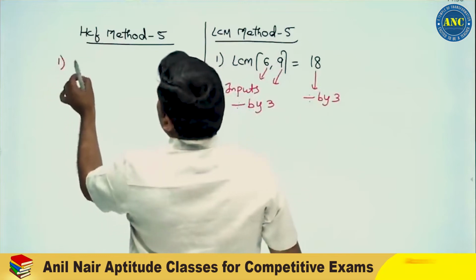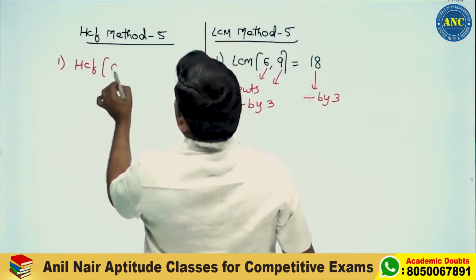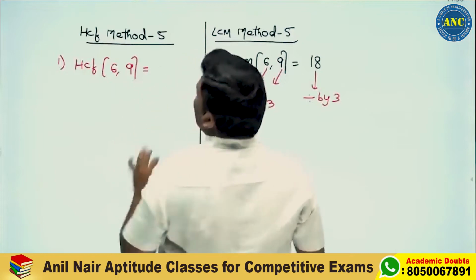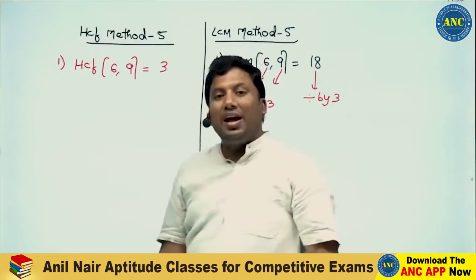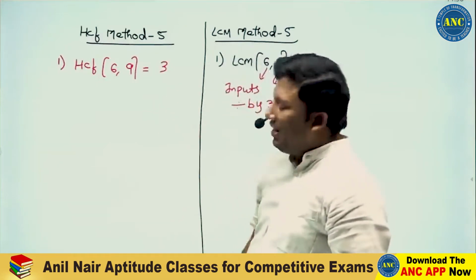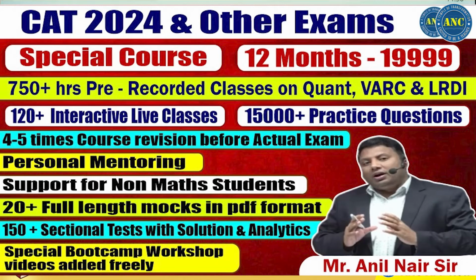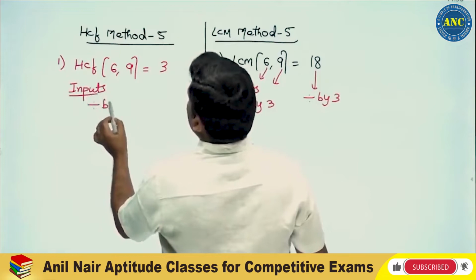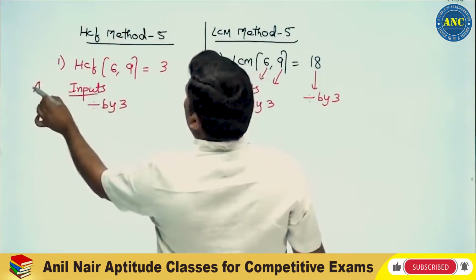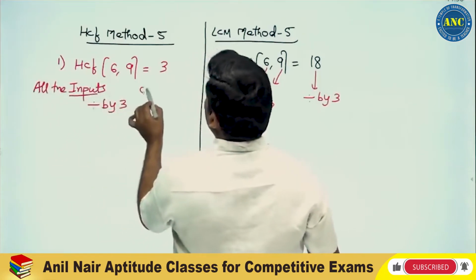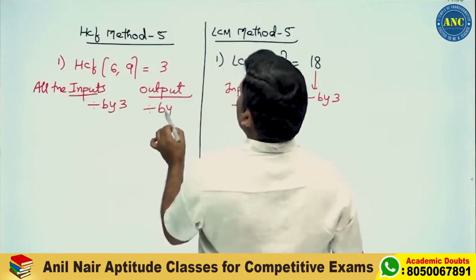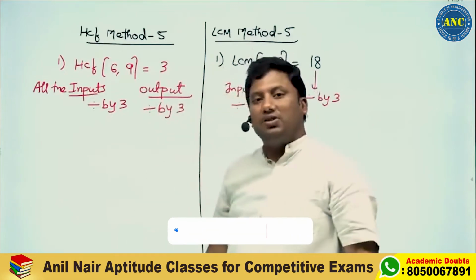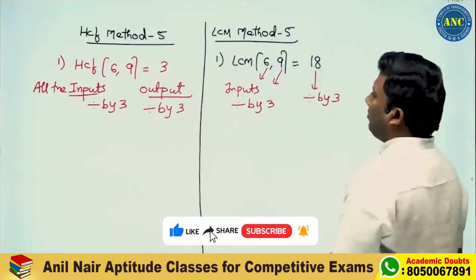Similarly, here HCF of 6 and 9 is 3. 6 is divisible by 3, 9 is divisible by 3, and the answer 3 is also divisible by 3. So this concept also holds good for HCF. If all the inputs are divisible by 3, the output is also divisible by 3.